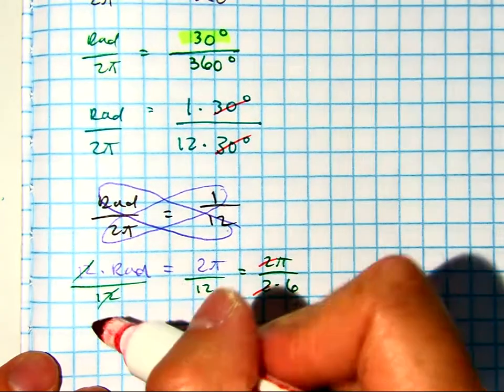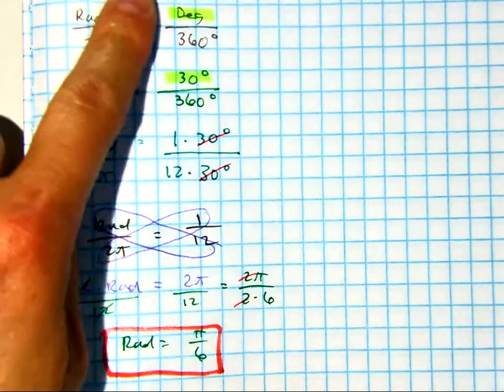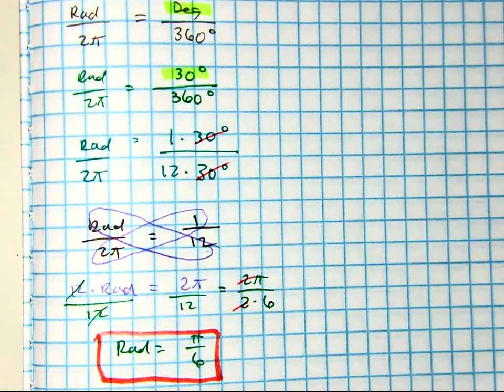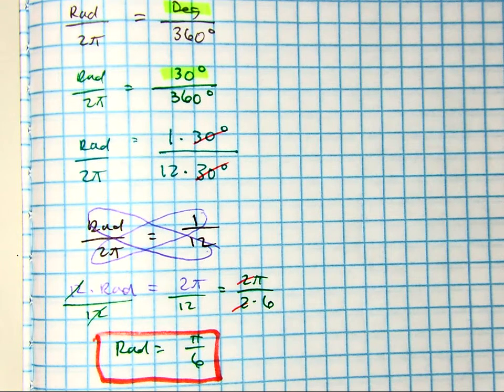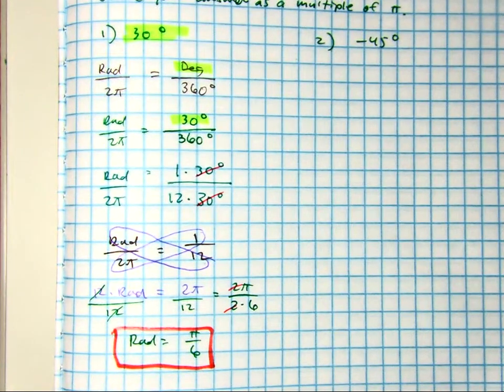What does that mean? 30 degrees is equivalent to pi over 6 radians. Let's try another example. Partner B, tell partner A what is our awesome proportion. Ready, set, go.